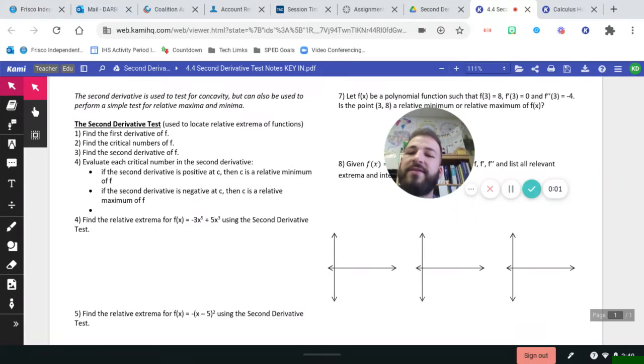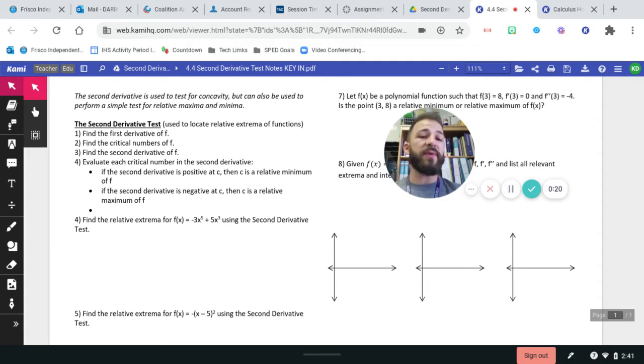Today we're going to be talking about the second derivative test. We've already done the first derivative test, and we've talked about how the first derivative can be used to find increasing, decreasing intervals and your relative maximum and minima. And then the second derivative can be used to find your intervals of concavity, so concave up and concave down, and your points of inflection.